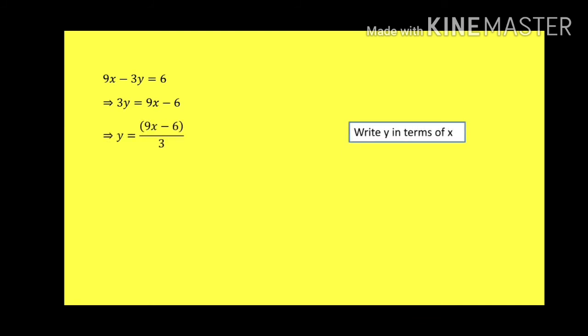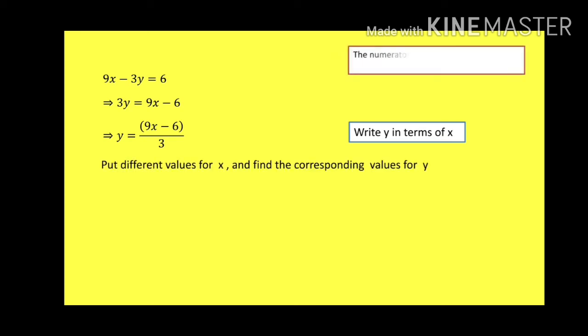Moving on, the second equation, we get 3y = 9x - 6. So we have to write y in terms of x. So y can be written as (9x - 6)/3. Here, as we are getting a fractional value, 9x - 6 should be a multiple of 3, so that we easily get the value of y and we can plot it.